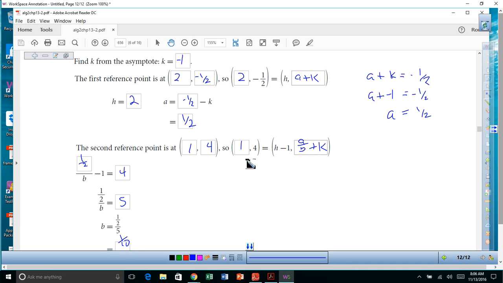1/10. And let me show you how I got that. 1/2 over b equals 5. Multiply both sides by b. So I got 1/2 equals 5b. Divide both sides by 5, and that gives you 1/10 equals b. So that's how I got that.